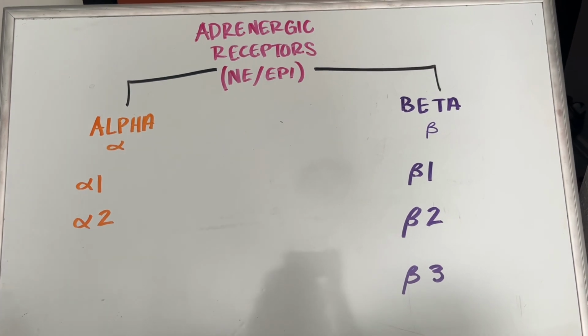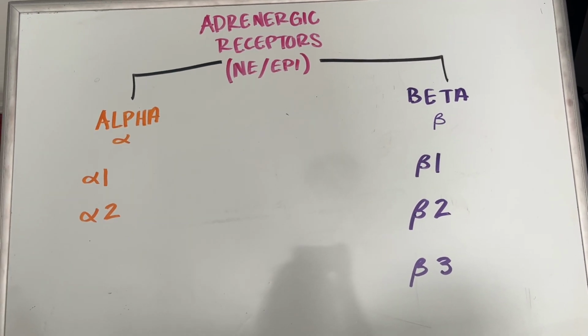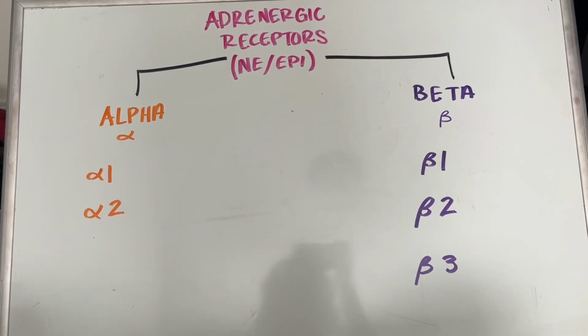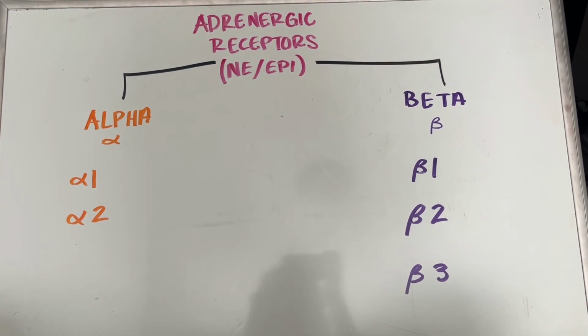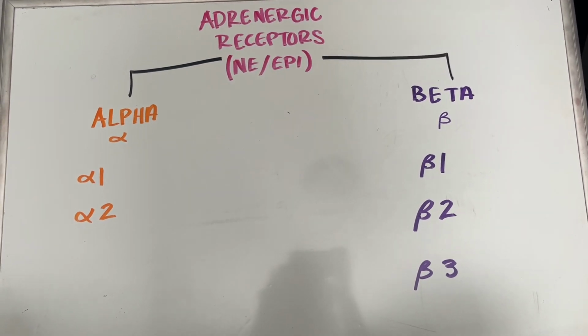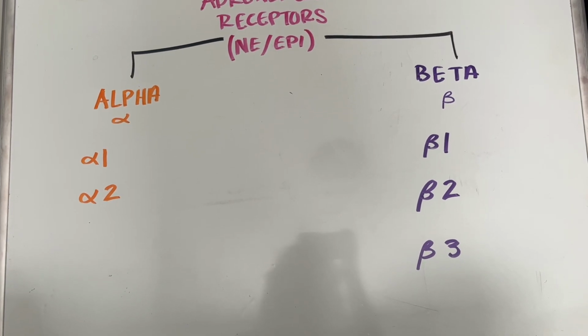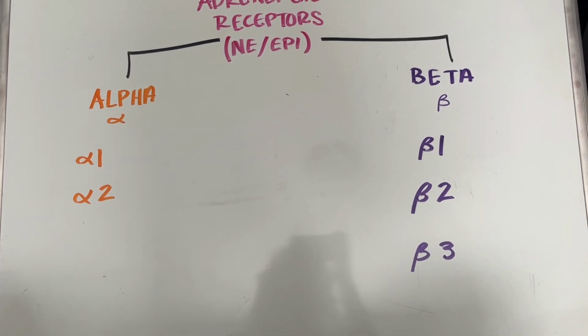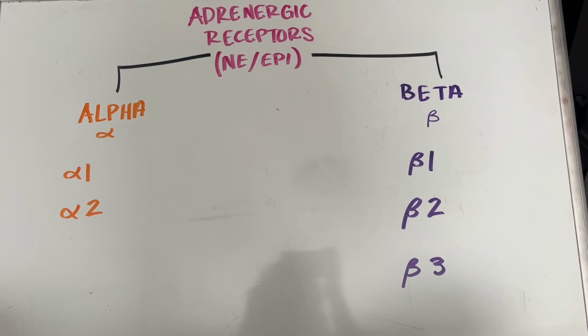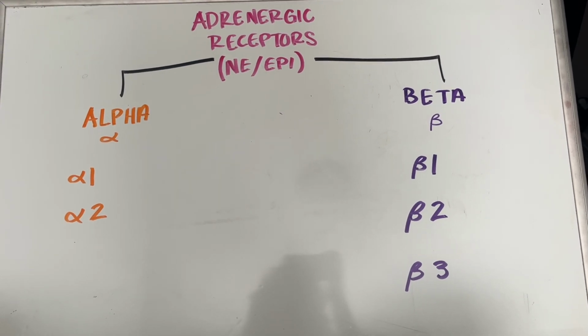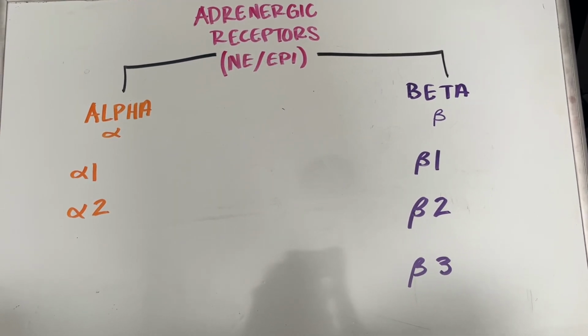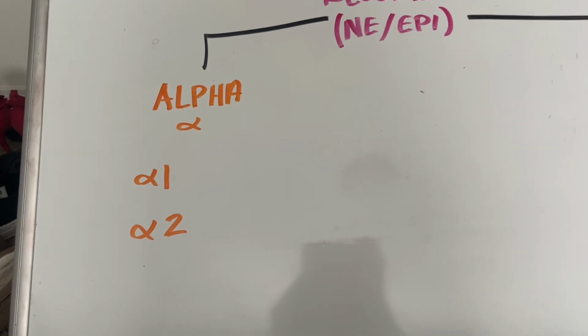Now we're going to talk about our adrenergic receptors. They bind to catecholamines such as norepinephrine and epinephrine. They are metabotropic receptors, so all of them are G protein coupled receptors. They are divided into alpha and beta receptors with several different subtypes. We're going to start with alpha subtypes. Our first subtype is alpha 1 receptors.